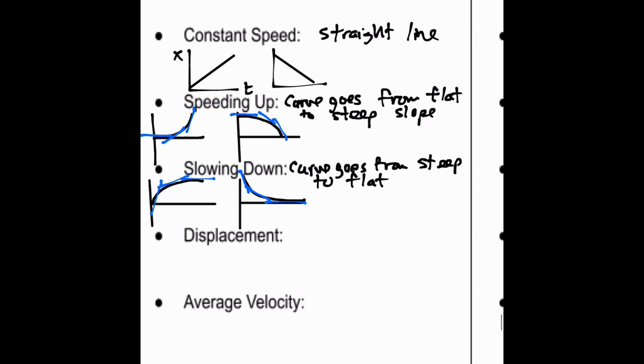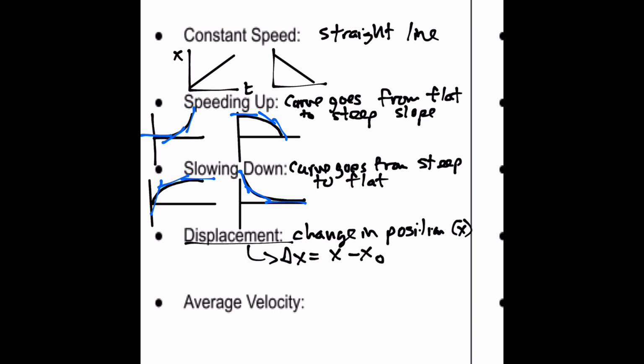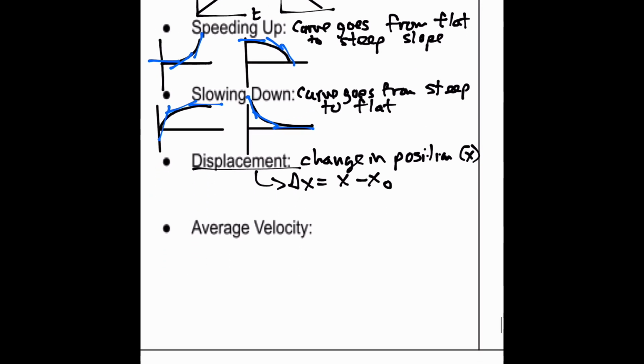Displacement is going to be just your change in position, change in your position x. So in other words, displacement is going to be final position minus initial position. Average velocity, you can find that by simply finding the slope of the line segment for that time interval.